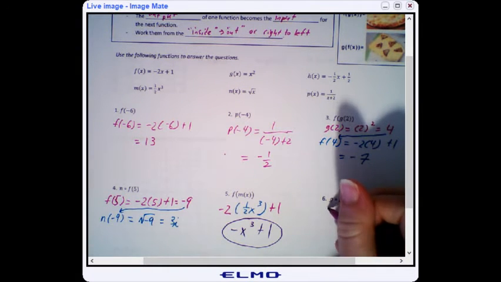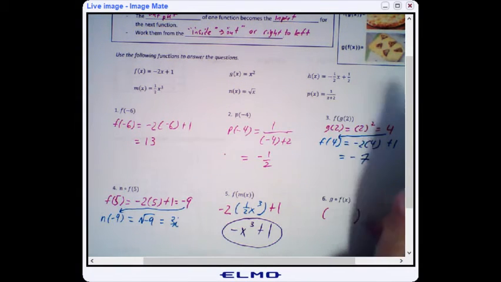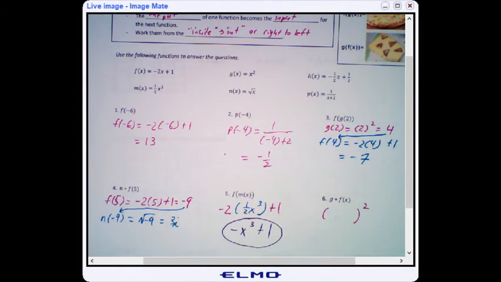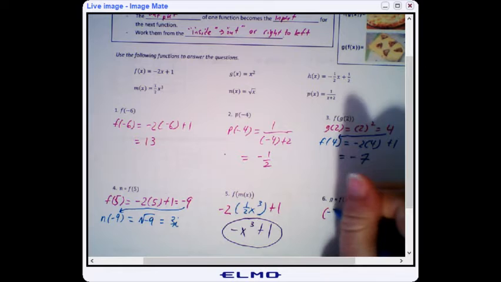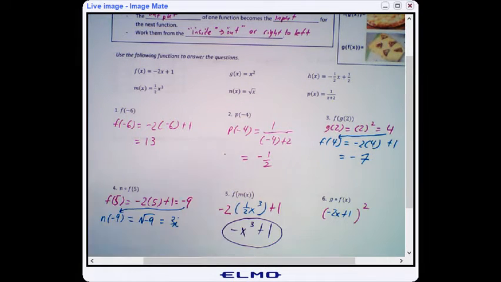So I'm going to put parentheses. I'm going to put an f function inside those parentheses. My f function was negative 2x plus 1. We're squaring the whole thing because that's g. We're going to sit here and we're going to simplify that as far as possible.